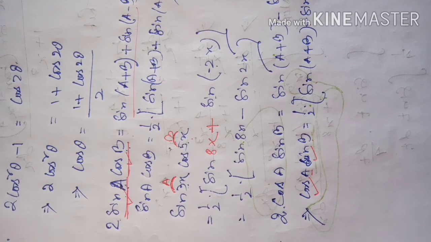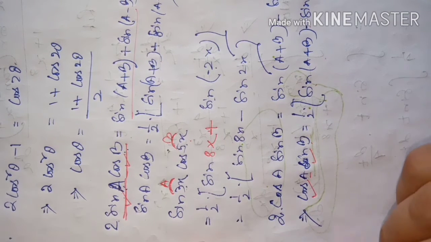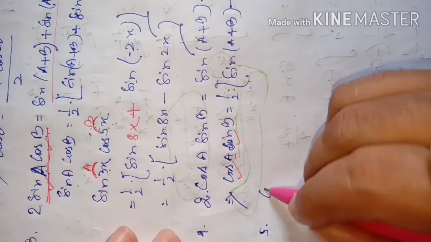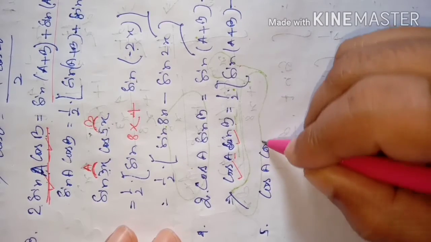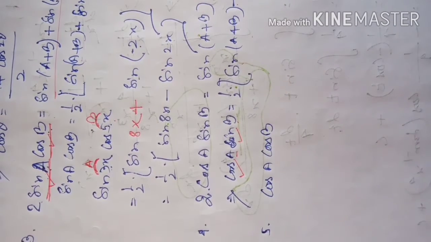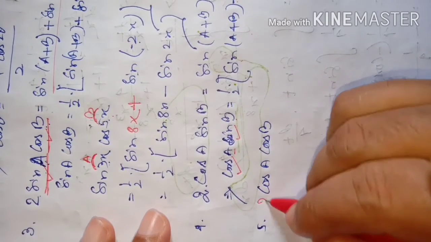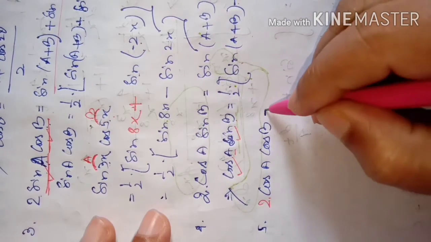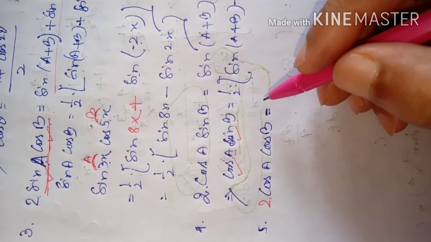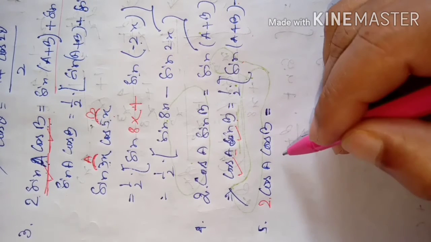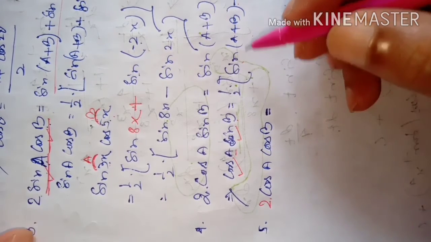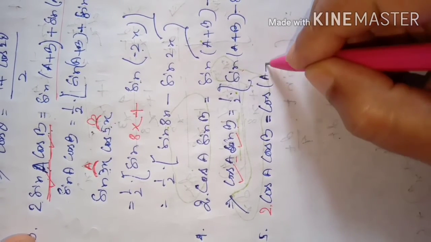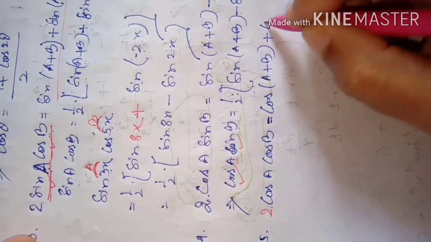So dear students, like that, one more, the fifth one. Recall cos A cos B. Suppose an expression is given like 2 times cos A cos B. Then what you can do here, you will get cos A cos B from cos A plus B and cos A minus B, and you want cos A cos B to be present and the rest to get cancelled. So it will be cos A plus B plus cos A minus B.